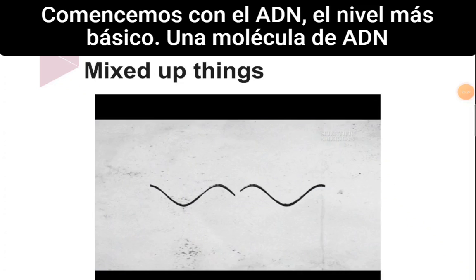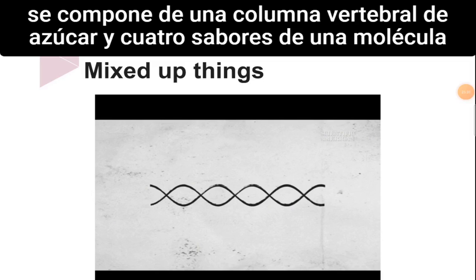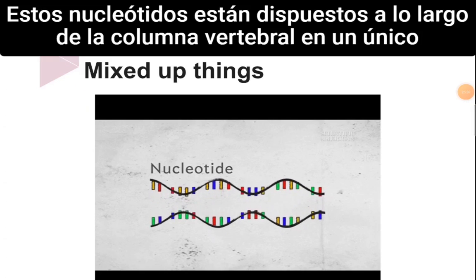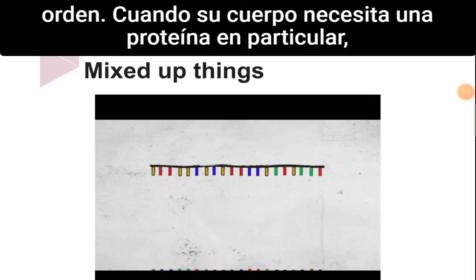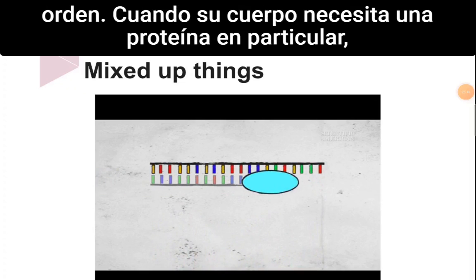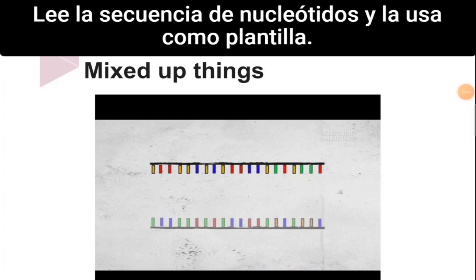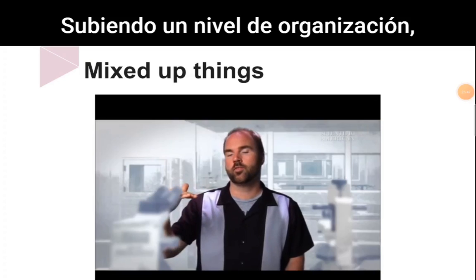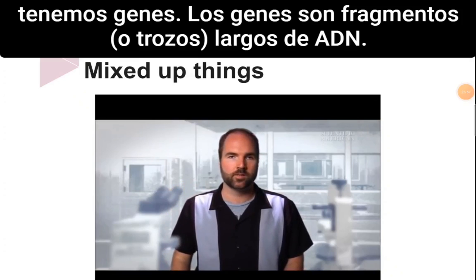A DNA molecule is made up of a sugar backbone and 4 flavors of a molecule called a nucleotide. These nucleotides are arranged along the backbone in a unique order. When your body needs a particular protein, it reads the sequence of nucleotides and uses it as a template to make that protein. Moving up a level of organization, we have genes.